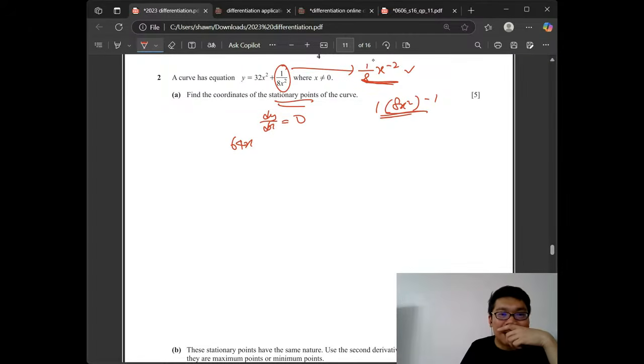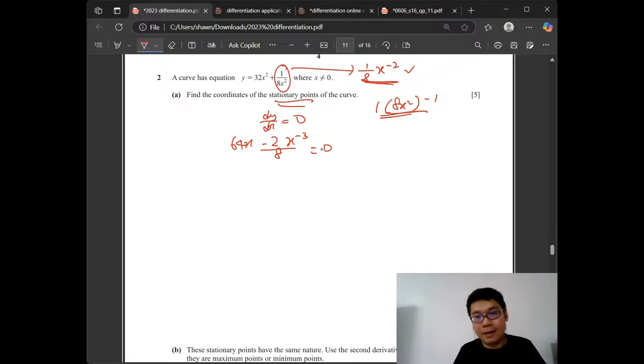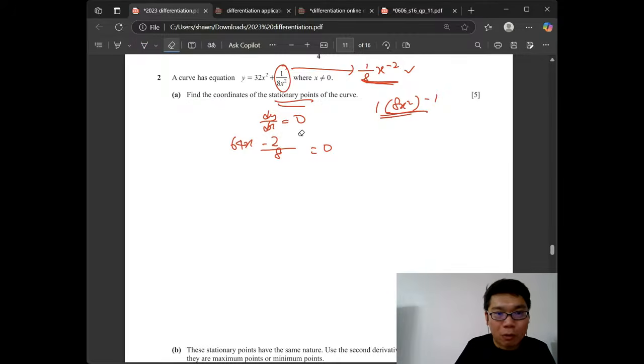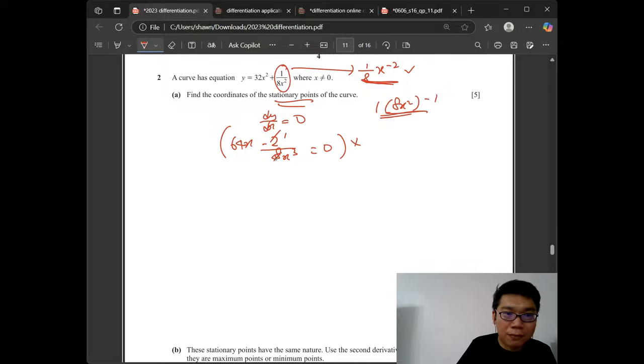Okay, then we can say it's minus 2 over 8, and then x power minus 3 equals 0. Whenever you have x power minus 3, I remove the negative power and it becomes this. Then my whole equation times. I think we can just simplify it first to become 1 and 4, and then at last we times 4x power 3. Then we can get 256x power 4 minus 1 equals 0.